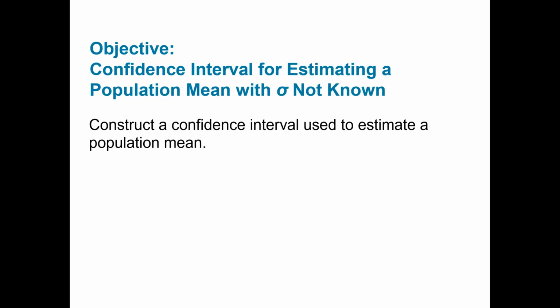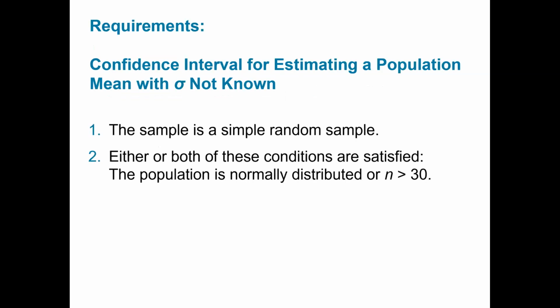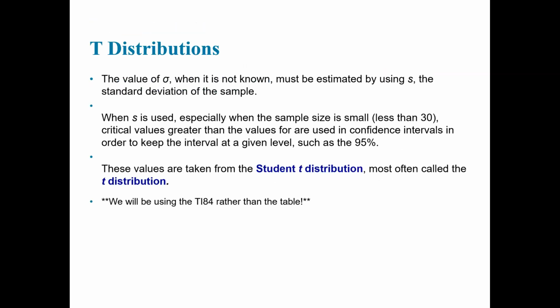So if we want to construct an interval, we need to use an estimate for the population mean. We need to know that the sample is simple random, and either or both of these must be satisfied: the population is normally distributed, or the number of trials, n, is greater than 30. So we're going to be using t-distributions when sigma is not known. I'm going to repeat that again, and I'll repeat it again at the end. T-distributions when sigma is not known.